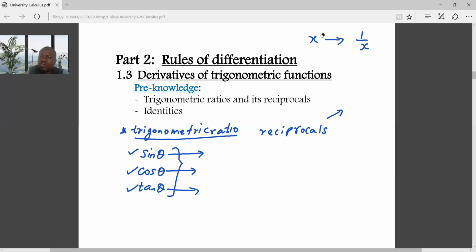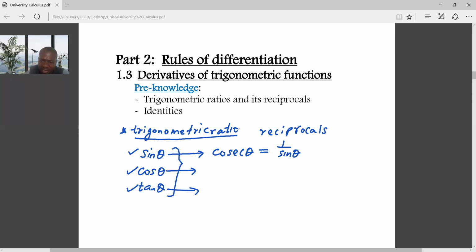So now the reciprocal of sine. Sine has its reciprocal, and the reciprocal of sine is called cosec. So cosec theta. Cosec is the reciprocal of sine, and cosec is the same as 1 over sine.